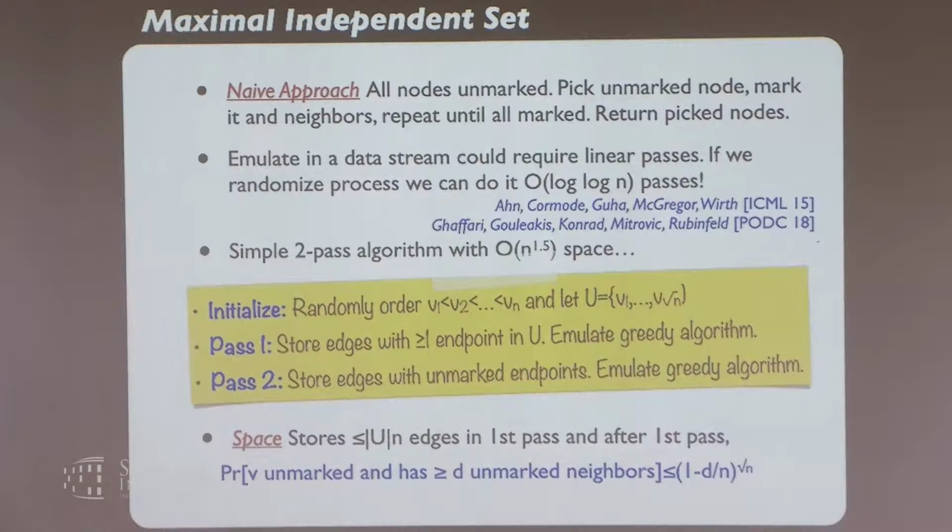And in the second pass, you can argue, though maybe I'm running a little short on time, that the number of edges that remain with both endpoints unmarked is going to be small. It's going to be sufficiently small that you can hoover up all the edges in the second pass with n to the 1.5 space, because there's sufficiently few edges left.